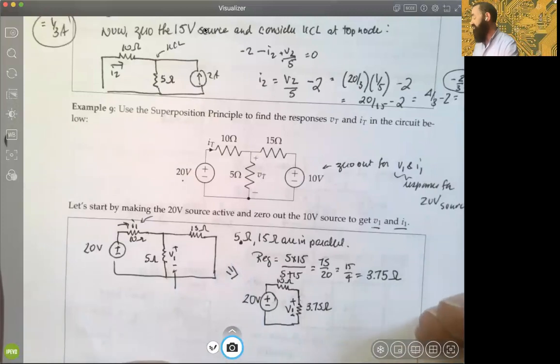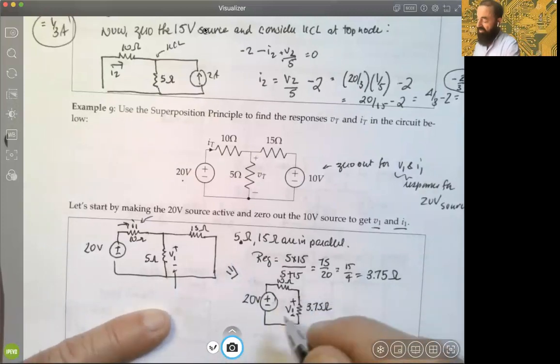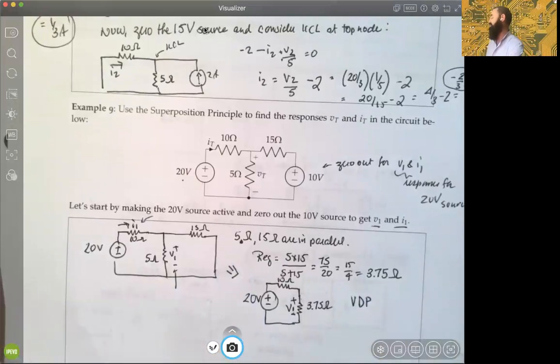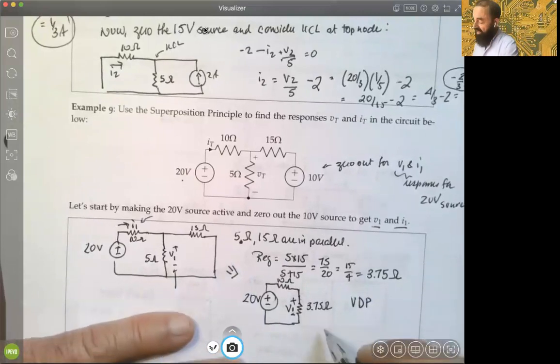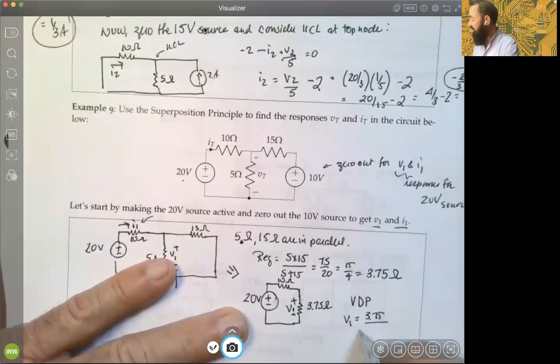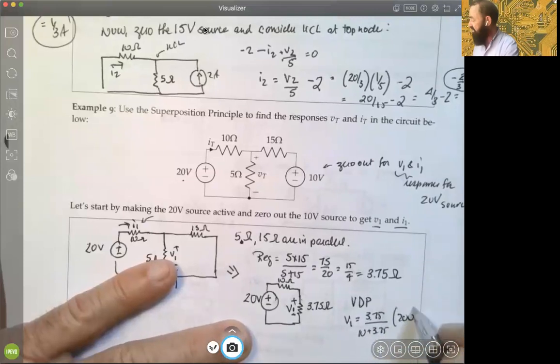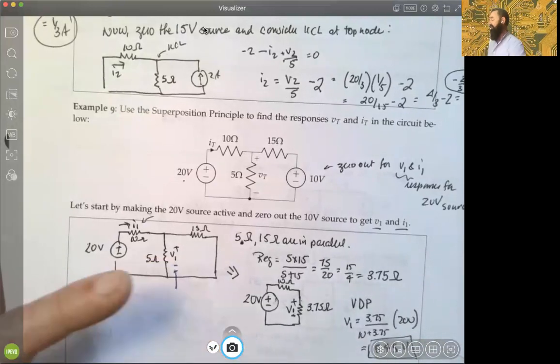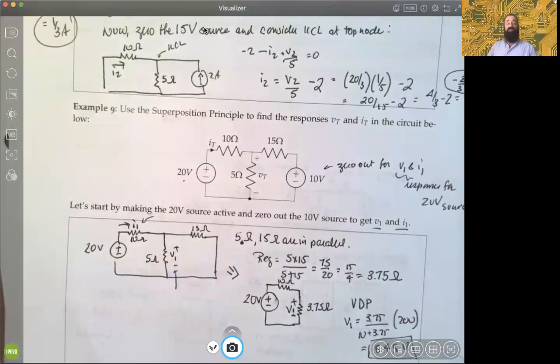So let's just use VDP then, because now we're in series with the voltage source. So VDP applies, voltage division, and we're wanting that response. So it'll just be that numerator 3.75 over 10 plus 3.75 times the 20 volts. And with a little algebra and a calculator, it's 5.45 volts, right? So there we have our first response for the voltage, okay?